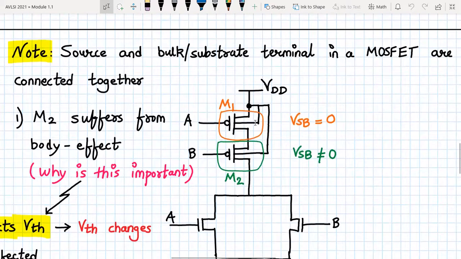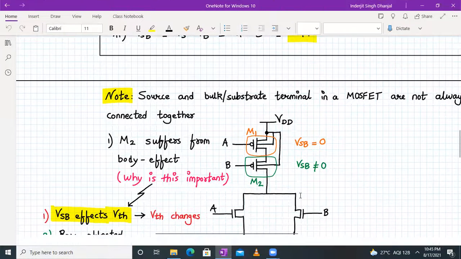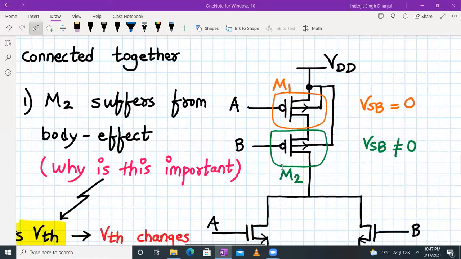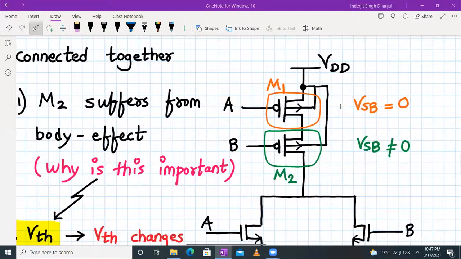So if you look carefully, it's, okay, just wait a second. Okay, sorry for the interruption. Actually, the arrows were not marked. That's why I paused and restarted again.